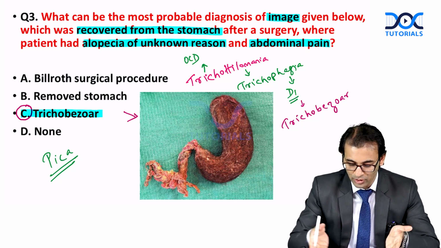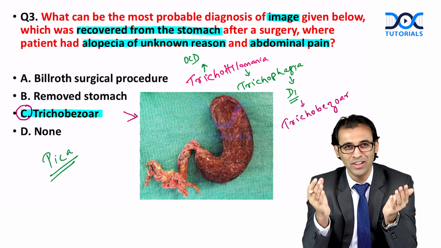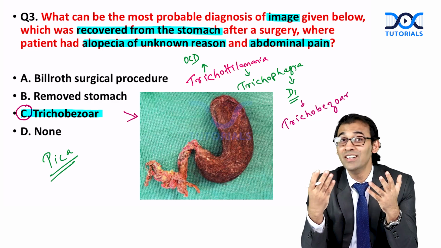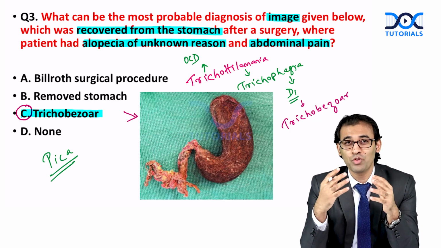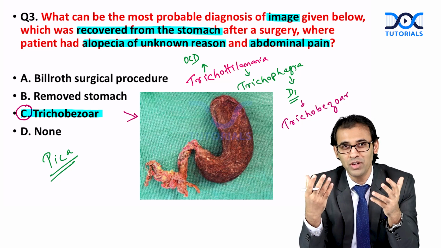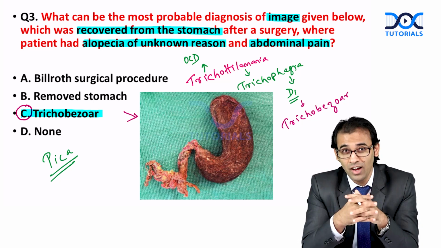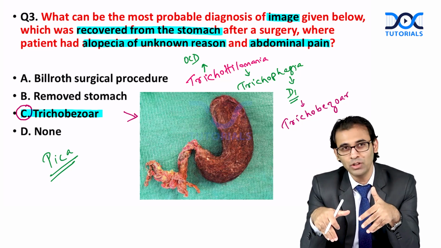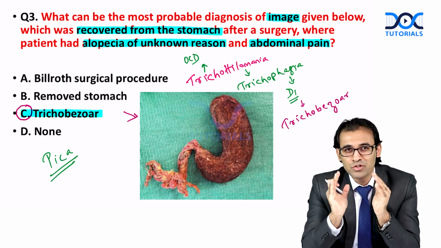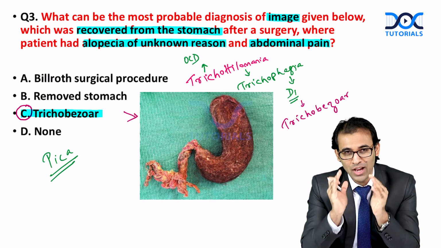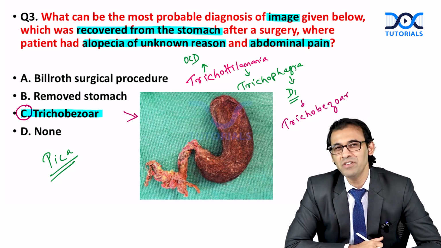This is not the Billroth surgical procedure, Billroth 1 and Billroth 2, which you have learned in surgery, especially in GIT, where we perform gastroduodenostomy or gastrojejunostomy for gastric ulcer. So this is not Billroth, and this is not removal of the stomach. This is a case of trichobezoar. This is a repeatedly asked question.